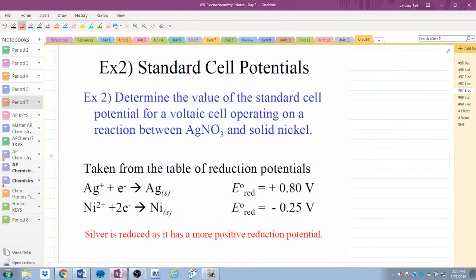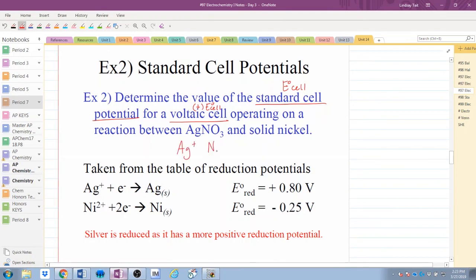Determine the value of the standard cell potential. So here they just flat out told us we were dealing with a standard cell potential. For a voltaic cell, that means we're going to keep the most positive reduction. We want a positive answer when we're done, right? Positive E cell. And we're operating on a reaction between silver nitrate and solid nickel.